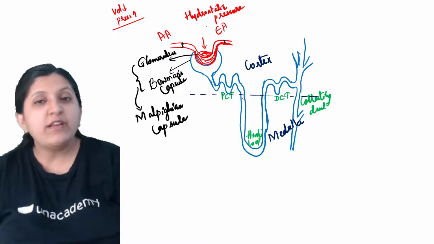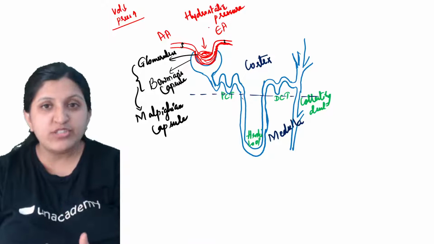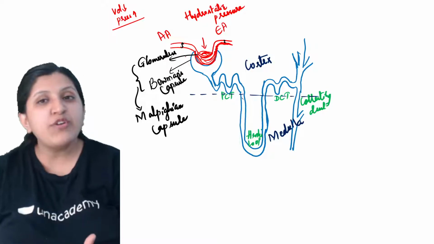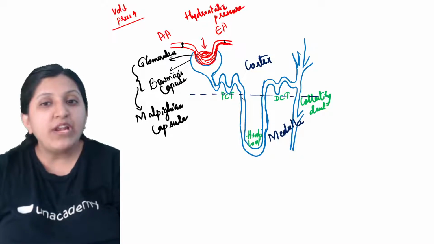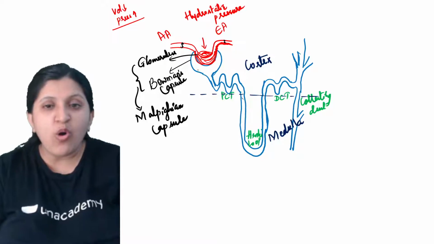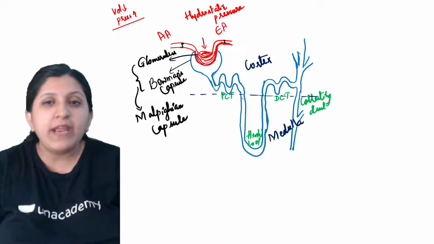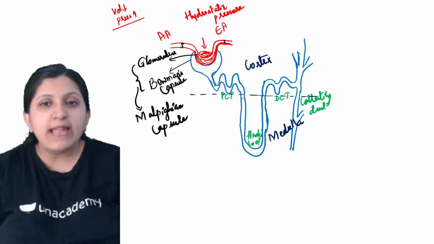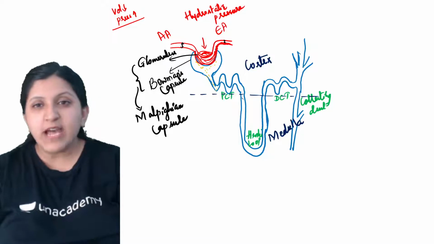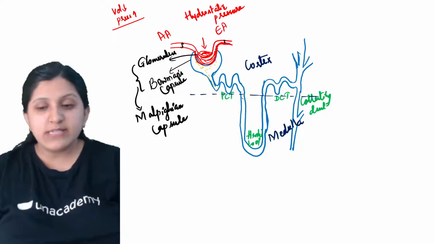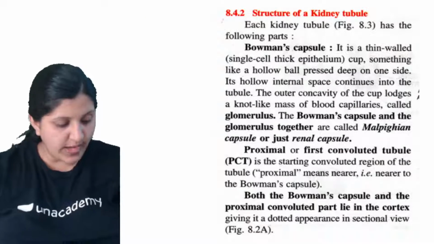So hydrostatic pressure is generated, and because of this pressure, the filtration of blood will occur. All that filtered liquid will be entering the glomerulus, and that we call the glomerular filtrate, and it will start moving down. So this is with respect to structure. Let's have a look at this one.